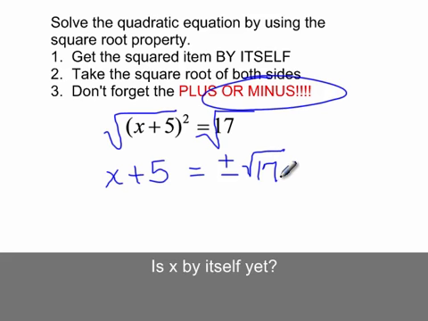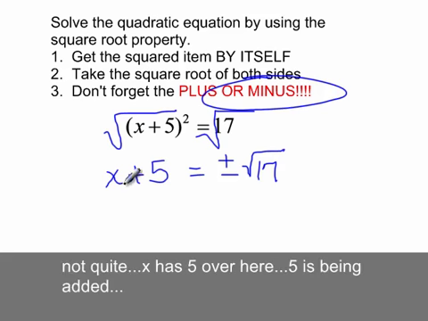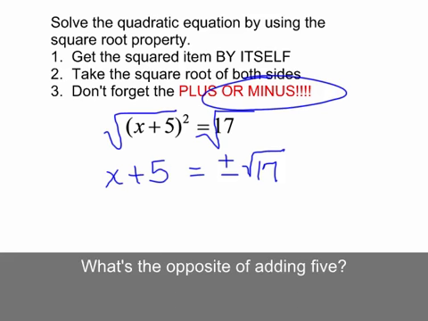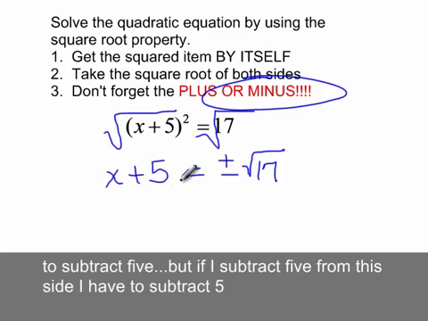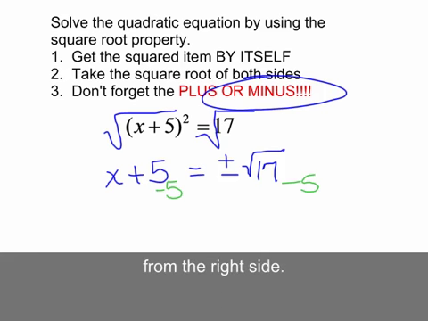Is x by itself yet? Not quite. X has 5 over here. 5 is being added. Just look at the equation. Tell me. You see 5 is being added. What's the opposite of adding 5? To subtract 5. But if I subtract 5 from this side, I have to subtract 5 from the right side.